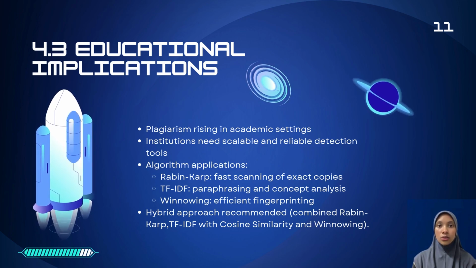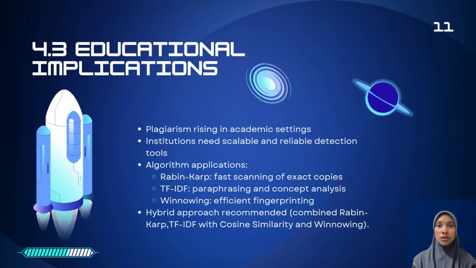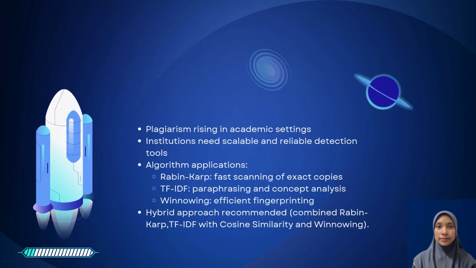In practice, no single algorithm can cover all cases of plagiarism effectively. Therefore, a hybrid system that combines Rabin-Karp for initial filtering, TF-IDF for semantic analysis, and winnowing for structural comparison is recommended. This layered strategy ensures a balance between speed and accuracy, maintaining both efficiency and academic standards in institutional environments.